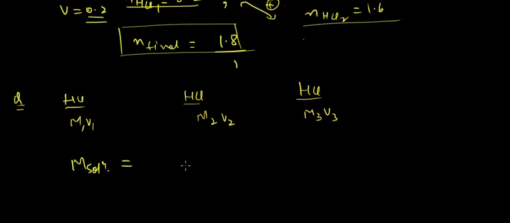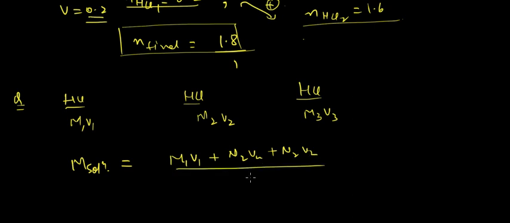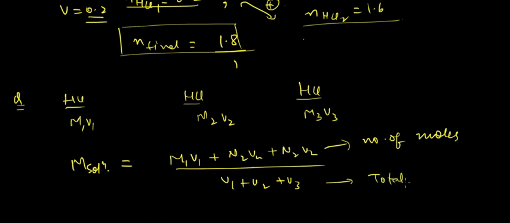Molarity of the solution would be the number of moles, M1V1 plus M2V2 plus M3V3, of the three HCl solutions, over volume V1 plus V2 plus V3. Okay, so this is the number of moles and this is the total volume.